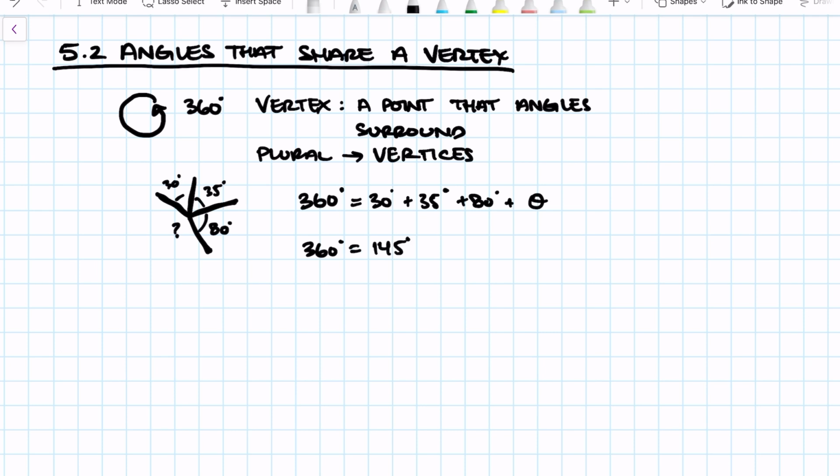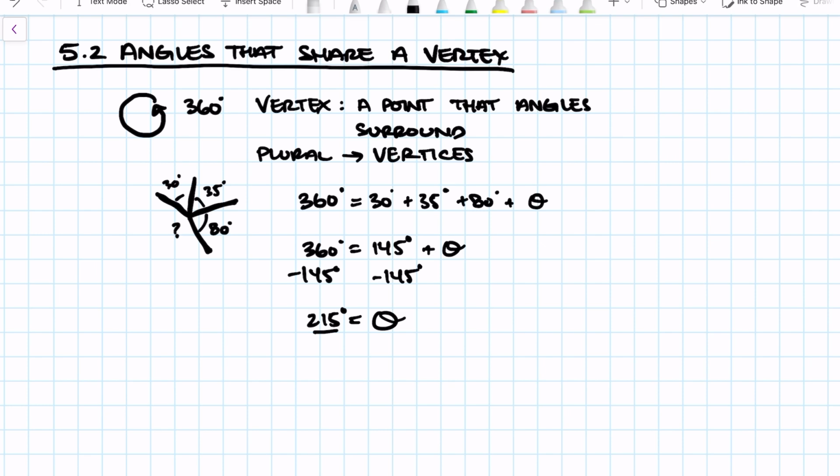Then you could use some algebra to figure this out. 30 plus 35 plus 80 is 145 degrees, plus theta. So for both sides, I would have to subtract 145 degrees. If I do that, I'll find that theta, that random angle, is 360 minus 145, which means it should be around 215 degrees. And that's your answer, 215 degrees. How do I do that? I just, instead of using 90 or 180, use 360.